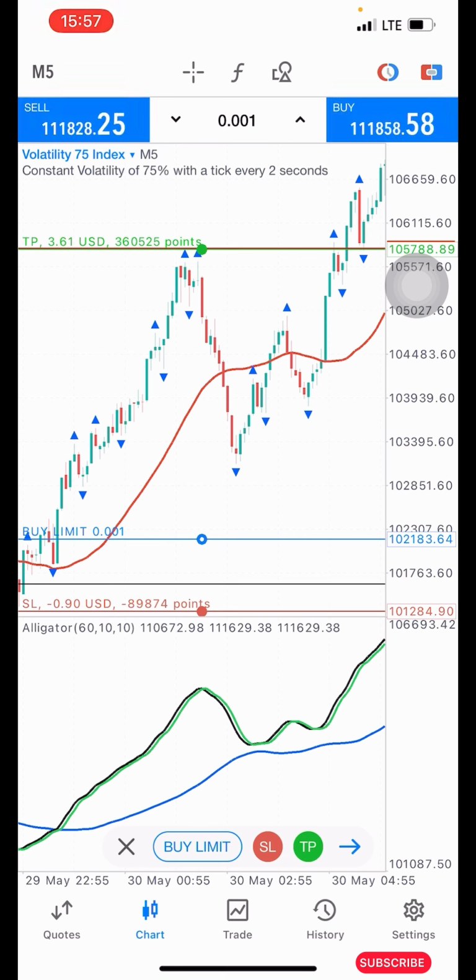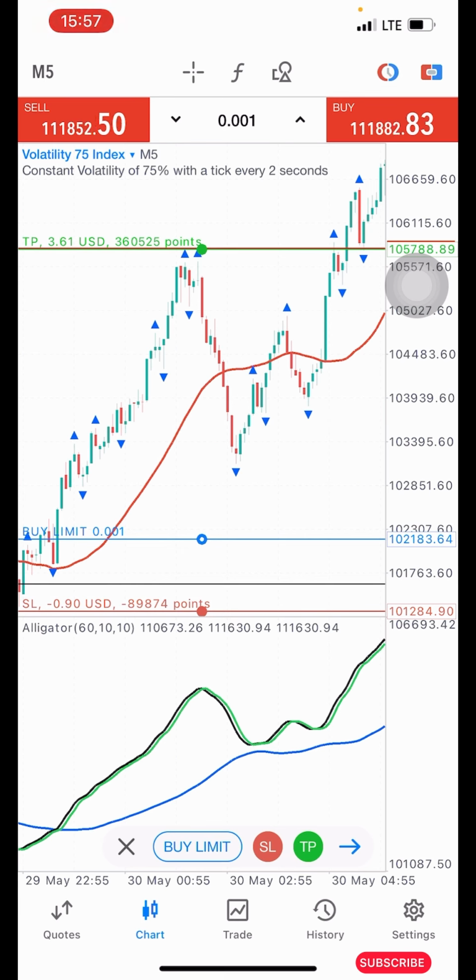All right, so this is $3 because I'm using the lowest lot size here. If I increase the lot size, then you see that the profit will be bigger. But for those of you who have a small account, and this is V75 index, you can use this strategy on V75 index.